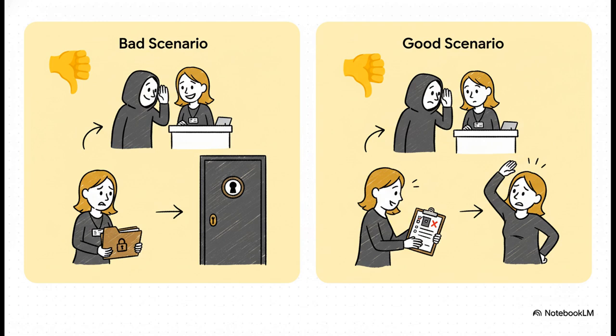But now look at the good scenario. This receptionist, they've got a rule book, they check an approved list, see that the CEO's office is off limits, and politely tell you no. That simple difference, well, it's everything.